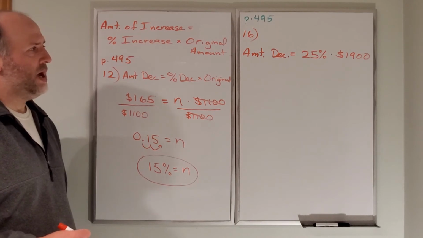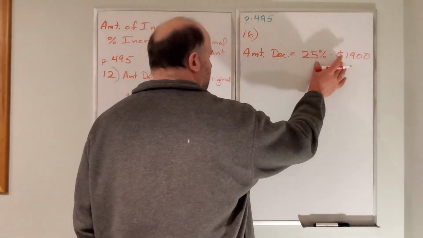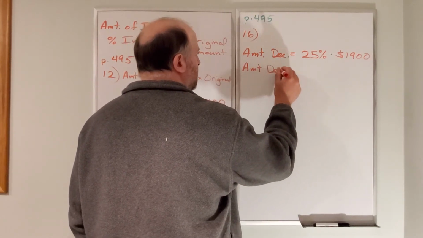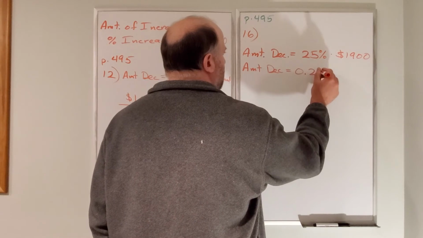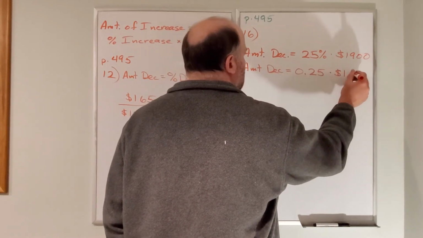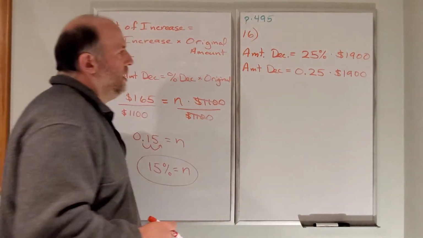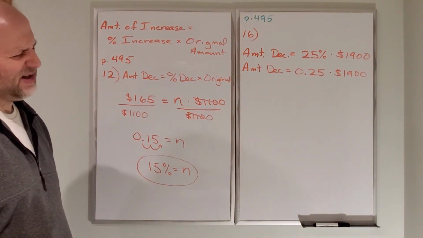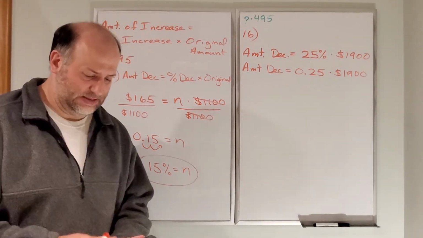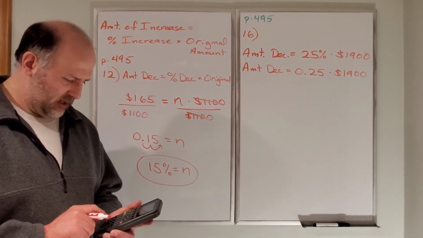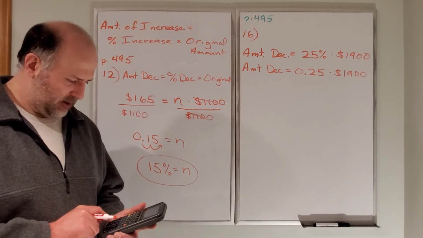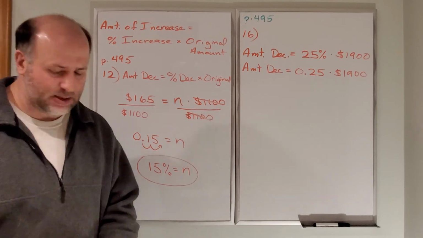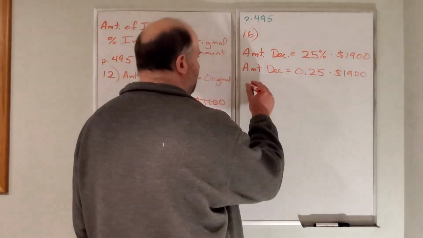Again, to do arithmetic with a percent, we need to convert it to a decimal first, which would be 0.25. And if I take 1/4 of $1,900, I guess it's going to be $475. Again, we'll use the calculator to make sure we are correct. 0.25 times 1,900 is 475.